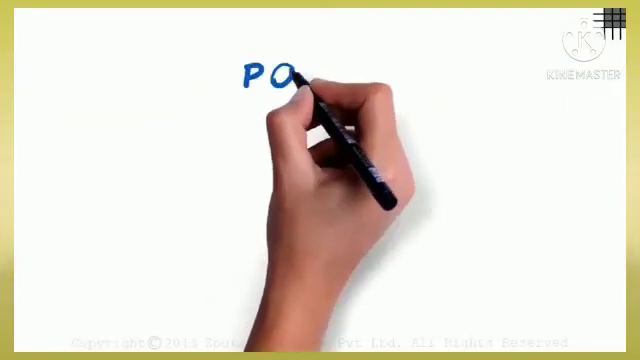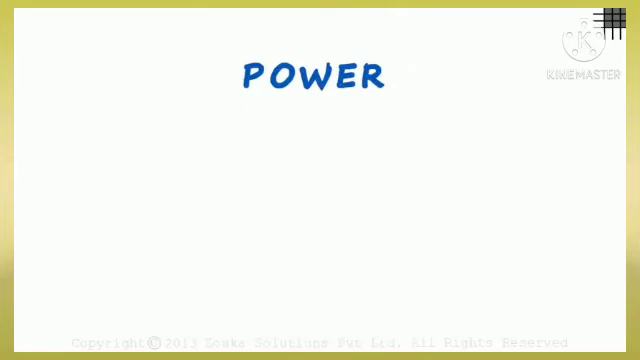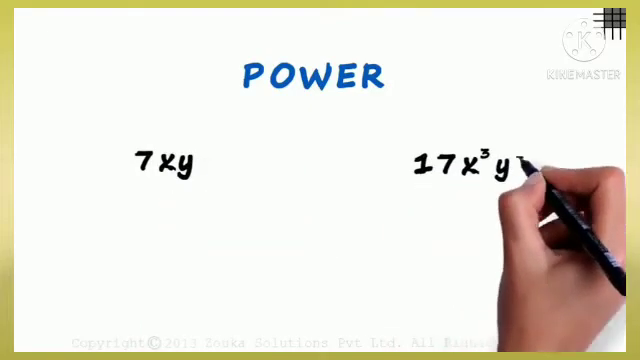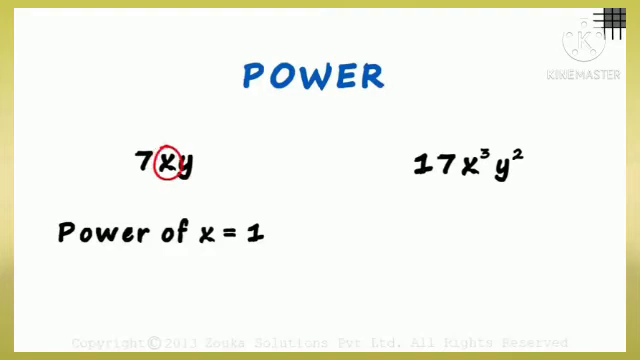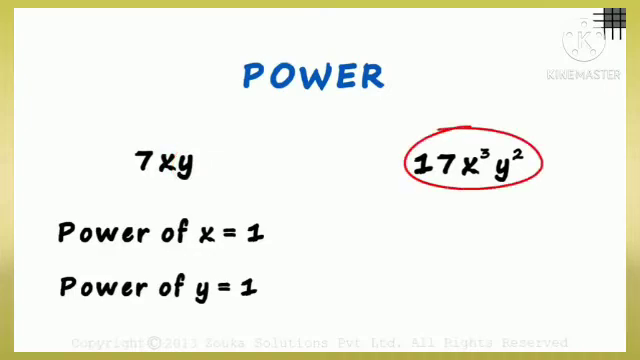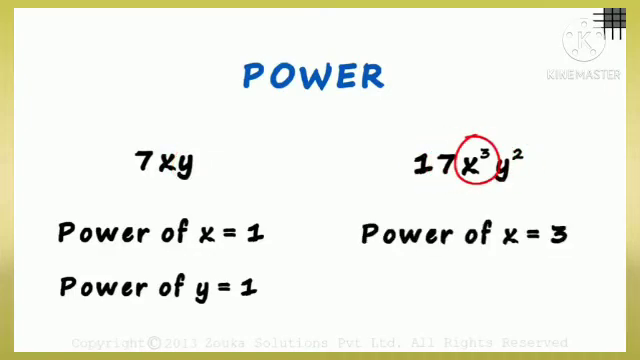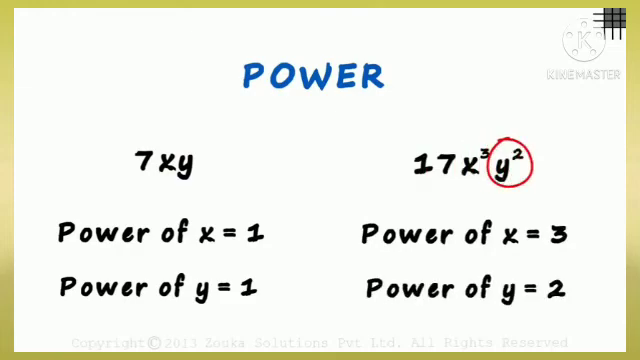To see the types of terms, we need to understand the concept of the power of variables. Let's consider two different terms. The first term is 7xy and the second one is 17x cubed y squared. Observe the first term. It has two variables, x and y. What is the power of each of these variables? The power of x is 1 and the power of y as well is 1. Now look at the powers of variables of the second term. The power of x is 3 and the power of y is 2.